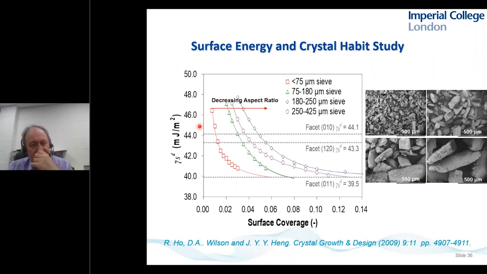We've also had a look at the effect of surface energy and crystal habit. These materials were milled, and the average size, and to be precise the aspect ratio, was different, and we can see some relation between the aspect ratio of the materials and the actual habits we've got here and the surface energy we determined.